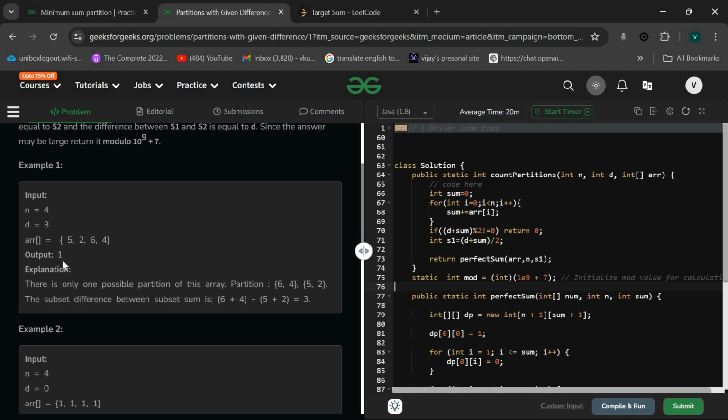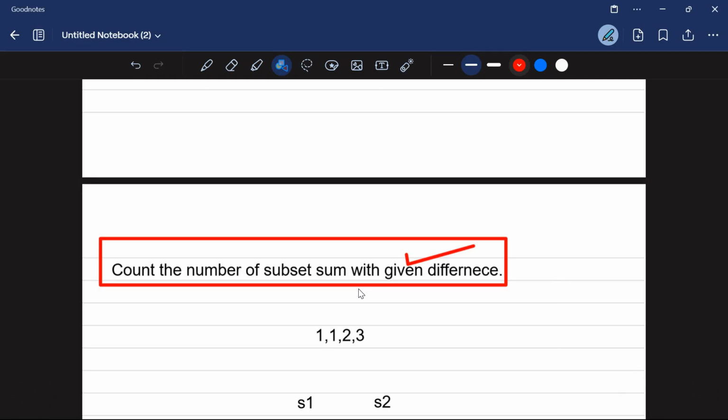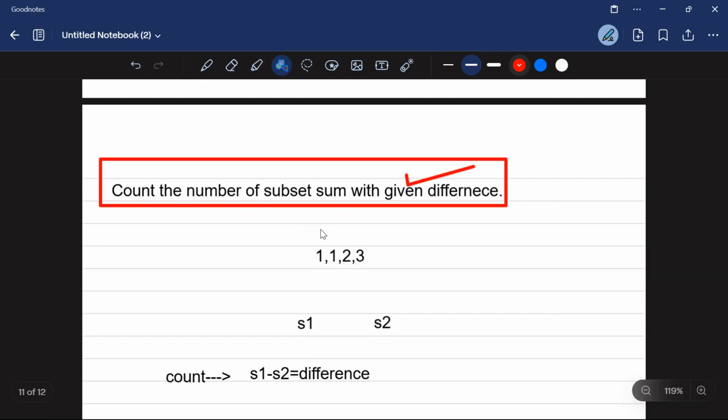4 is the size, so the count is 1. I will show you in this example. So I have an array, right? I have an array 1, 1, 2, 3.